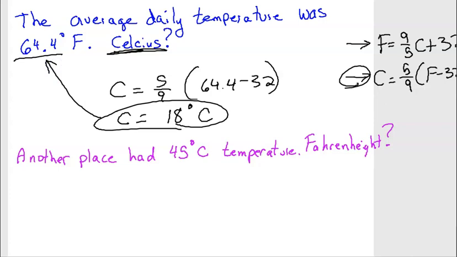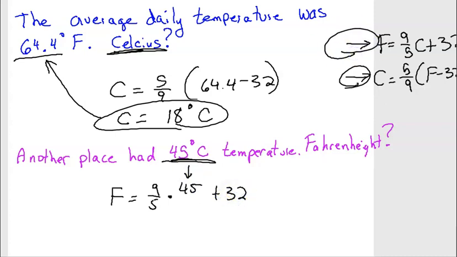And then you can convert it the other way. So here I had 45 degrees Celsius, and so if we wanted to convert it to Fahrenheit, so Fahrenheit equals 9/5 times the C, that's the C temperature, and then plus 32. Again, I'm using this top formula here. Let's see, 5 goes into 45 9 times, and 81.